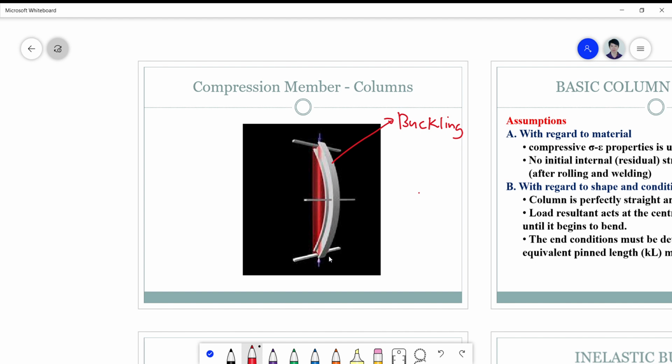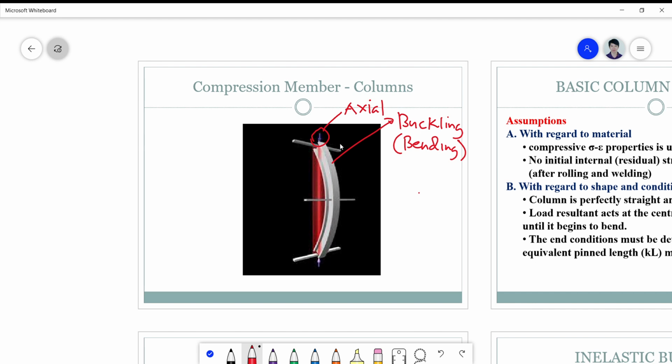and it is actually very similar to a bending behavior, but the only difference is the load concerned is actually an axial load normally applied on the center of the axis, the longitudinal axis of the member.